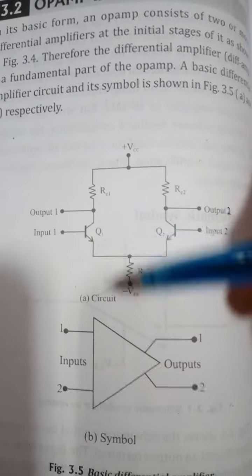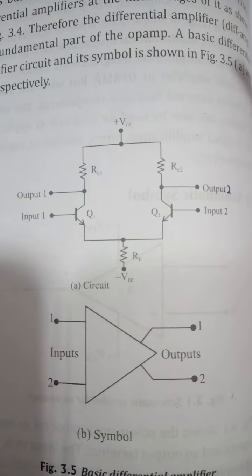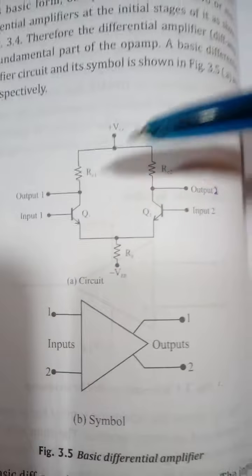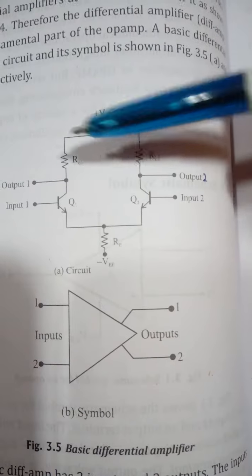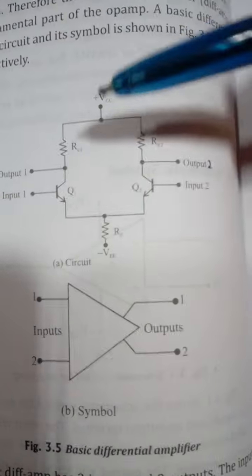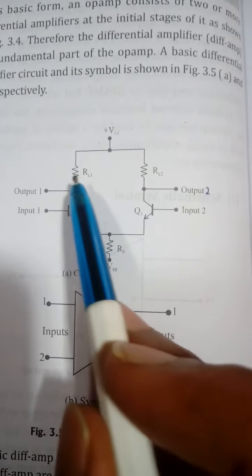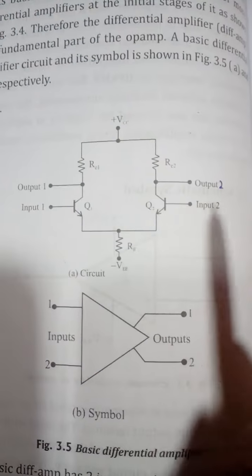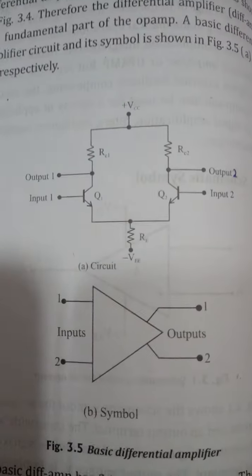The emitters of both the transistors are shorted and given through the emitter resistance, and that is connected to the negative power supply. The collectors are connected to the collector resistors, collector 1 and collector 2, and these are connected to the power supply. You can see that the input is given to the base, the output is taken from the collector of the first transistor, and the second output is taken from the collector of the second transistor.